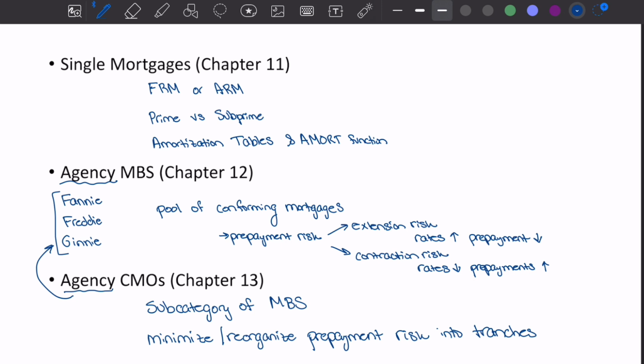Now, the trouble with mortgage-backed securities is that you can be exposed to what's called prepayment risk. And that comes in two forms. There's extension risk, which is when rates increase and prepayment goes down. So the security lasts for a longer time period than you were previously expecting. And then there's contraction risk, which is when rates go down and prepayments go up. So the security ends up lasting for a shorter time period than what you were expecting.